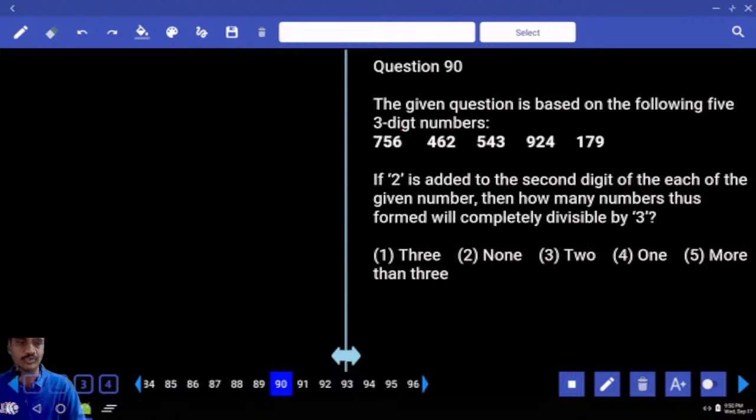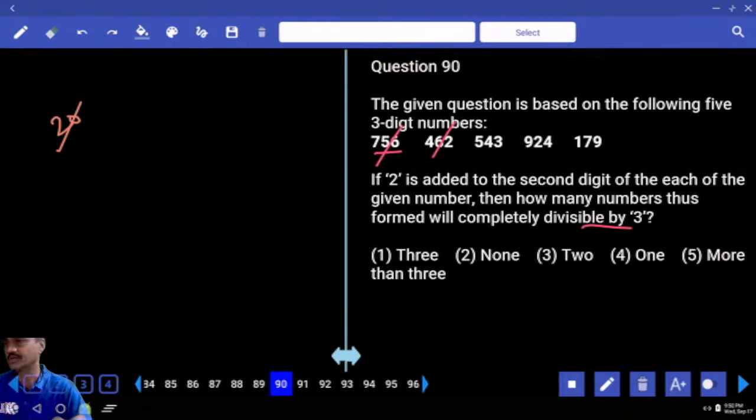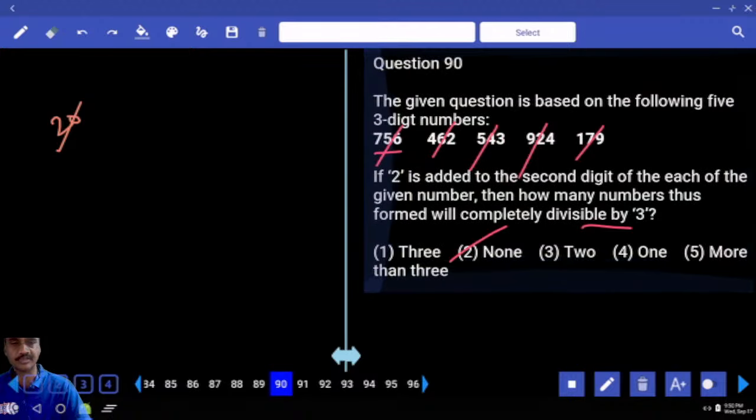Now here in 19, 2 is added to the second digit of each of the given numbers. How many numbers thus formed are completely divisible by 3? Now 2 is added to the second digit. Whatever may be the digit, 2 is added. Finally, it must be divisible by 3. Hence, sum 7 plus 5, 12. 12 plus 6, 18. 18 plus 2 will be added, 20. Is 20 divisible by 3? No. Then 4 plus 6, 10 plus 2, 12. 12 plus 2, 14. Then 5 plus 4, 9 plus 3, 12 plus 2, 14. 9 plus 2, 11 plus 4, 15 plus 2, 17. 1 plus 7, 8 plus 10, 17 plus 2, 19. No. None, choice 2 is 19.